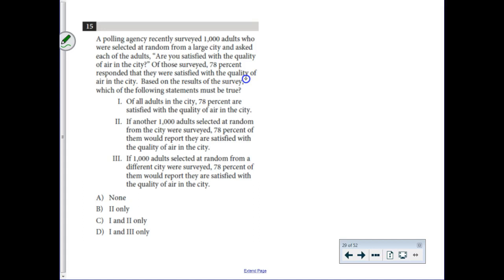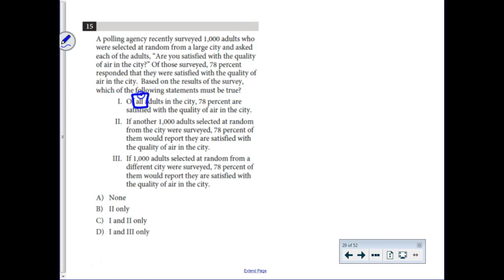Take it back. 78% are satisfied with the quality of air. So I need to know your feedback on that question. Do you feel like I should keep it, I should throw it away, or you're questioning it still? So of all the adults in the city, 78% are satisfied with the quality of air. It's a quick no. Give me a reason why. Okay. Meaning you feel like you need a larger sample size in order to make that statement?